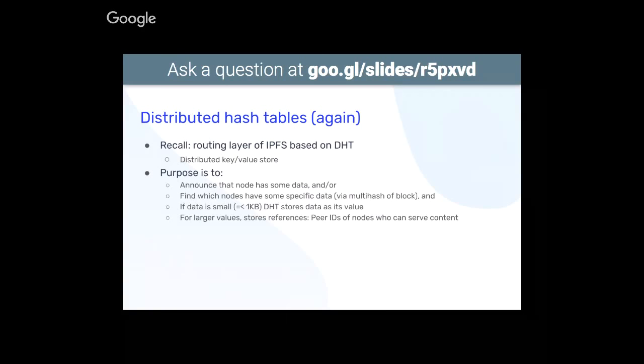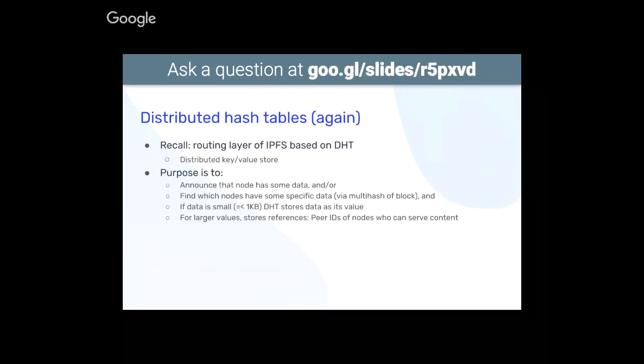Just a quick refresher. You might recall from a previous session that the distributed hash table, or DHT, that IPFS uses is essentially the routing layer for IPFS. So it's a distributed key value store that allows IPFS peers to locate peers and content on IPFS. Its primary purpose is to announce that a node has some particular data or content, or find out which nodes have some specific data or content that the peer wants. In this case, it's via its content ID or multi-hash.